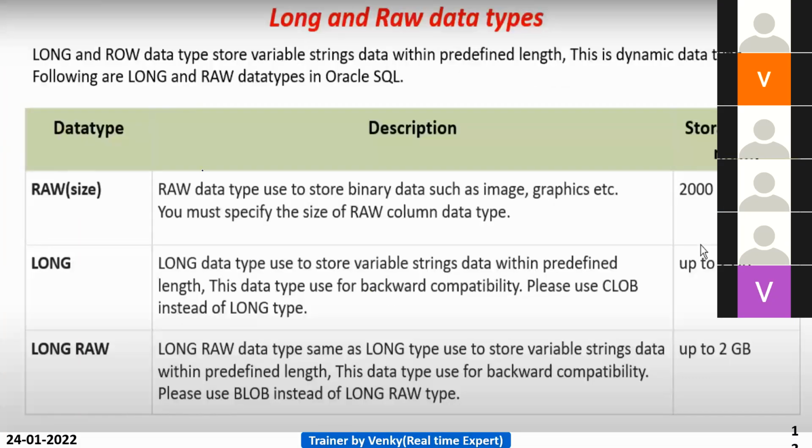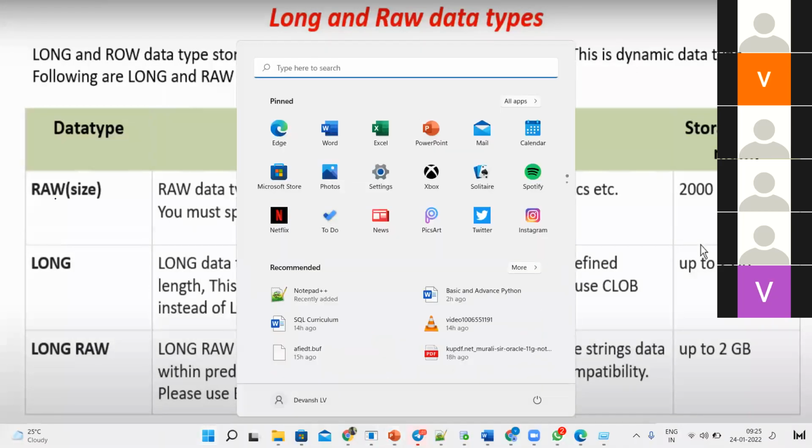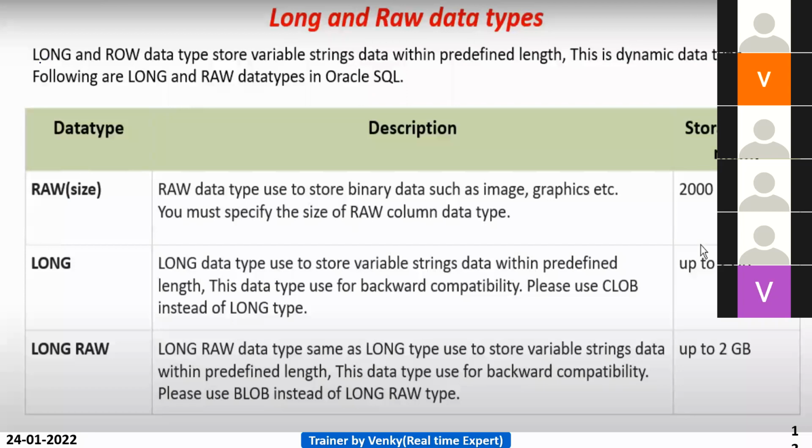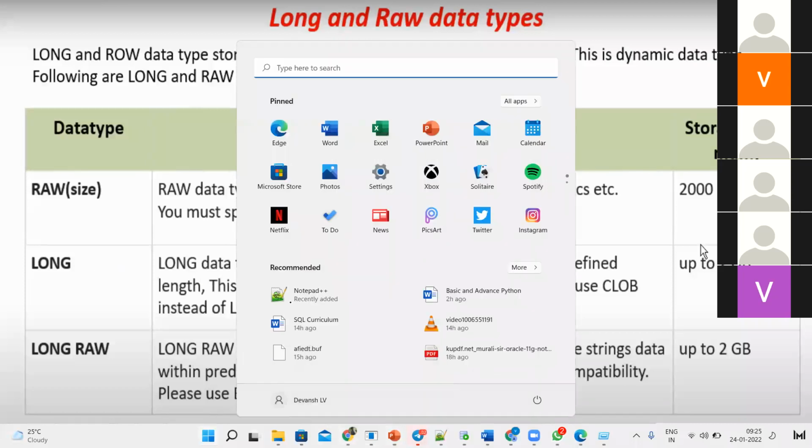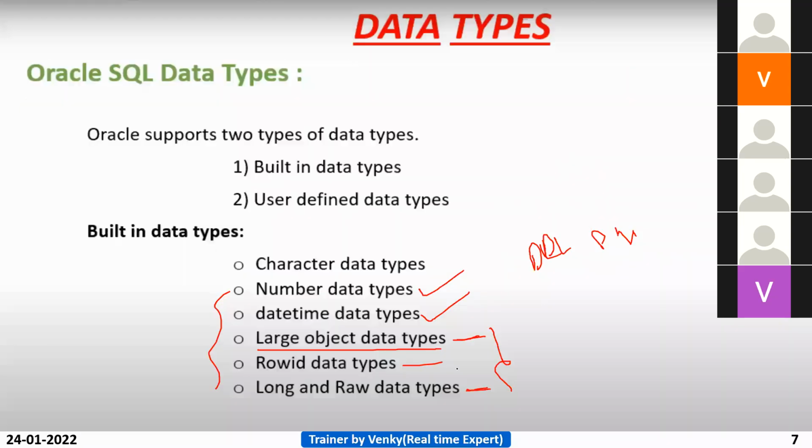Next, how much time do we have? 3 minutes. Okay. Long and one more, so we discussed, right? This one is completed. So large objects is completed.